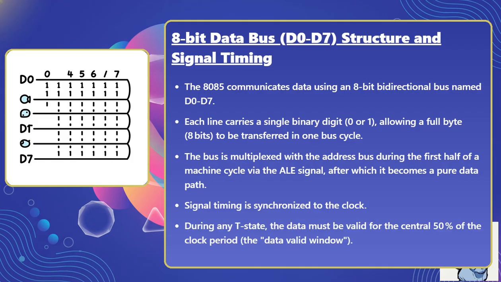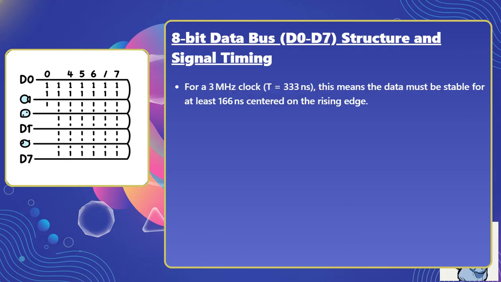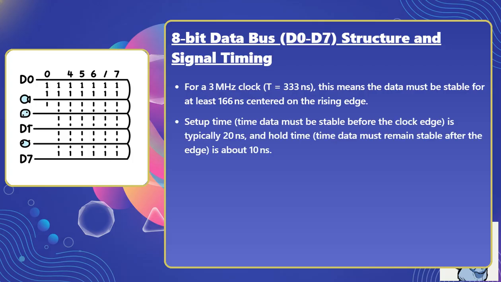During any T state, the data must be valid for the central 50% of the clock period, called the data valid window. For a 3 MHz clock, T equals 333 nanoseconds. This means the data must be stable for at least 166 nanoseconds centered on the rising edge. Setup time, data must be stable before the clock edge, is typically 20 nanoseconds, and hold time, data must remain stable after the edge, is about 10 nanoseconds.